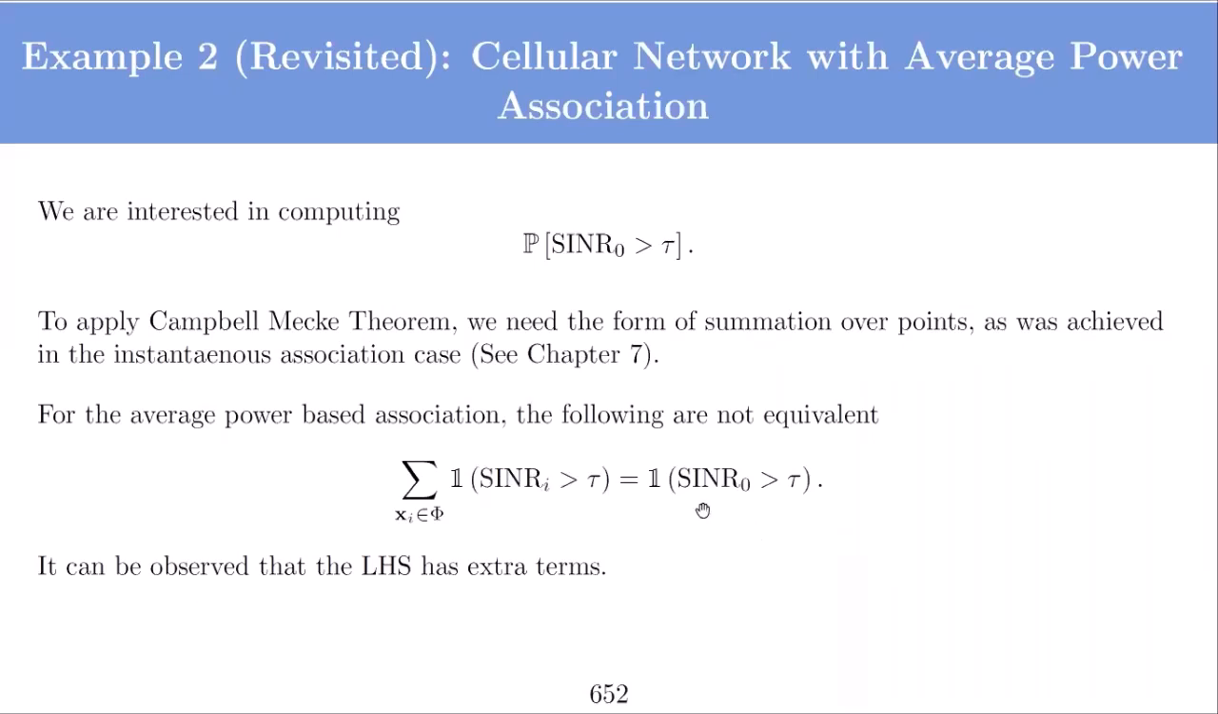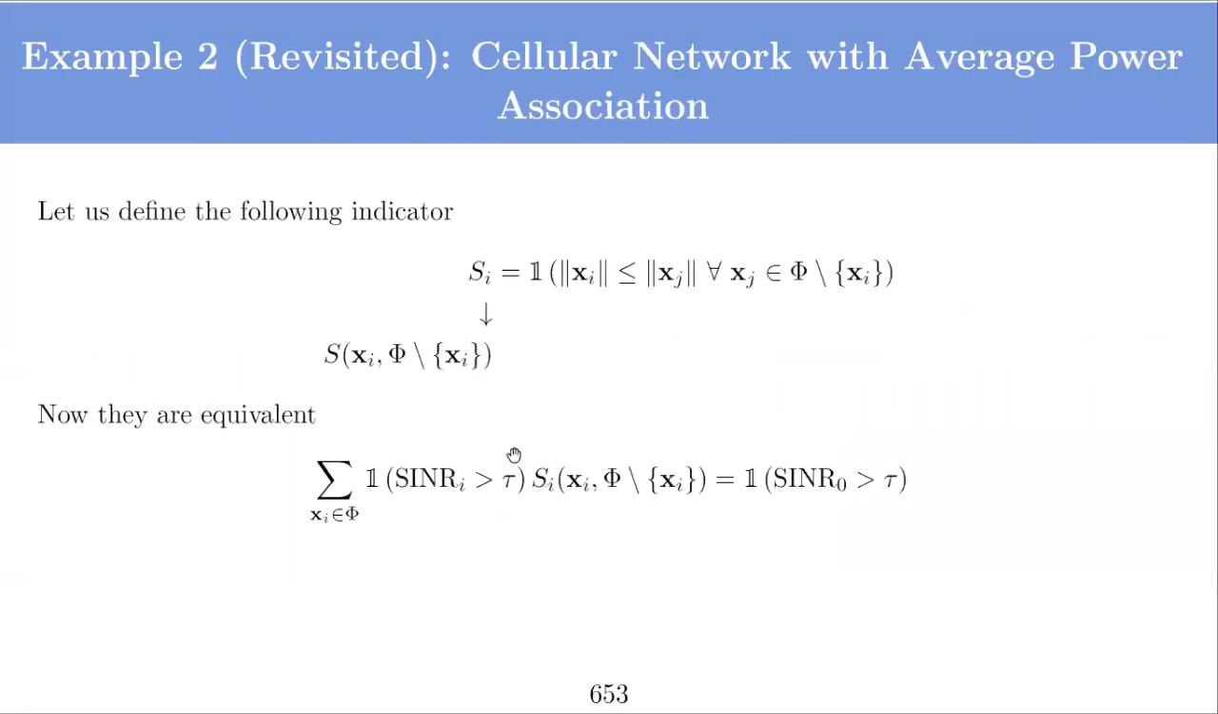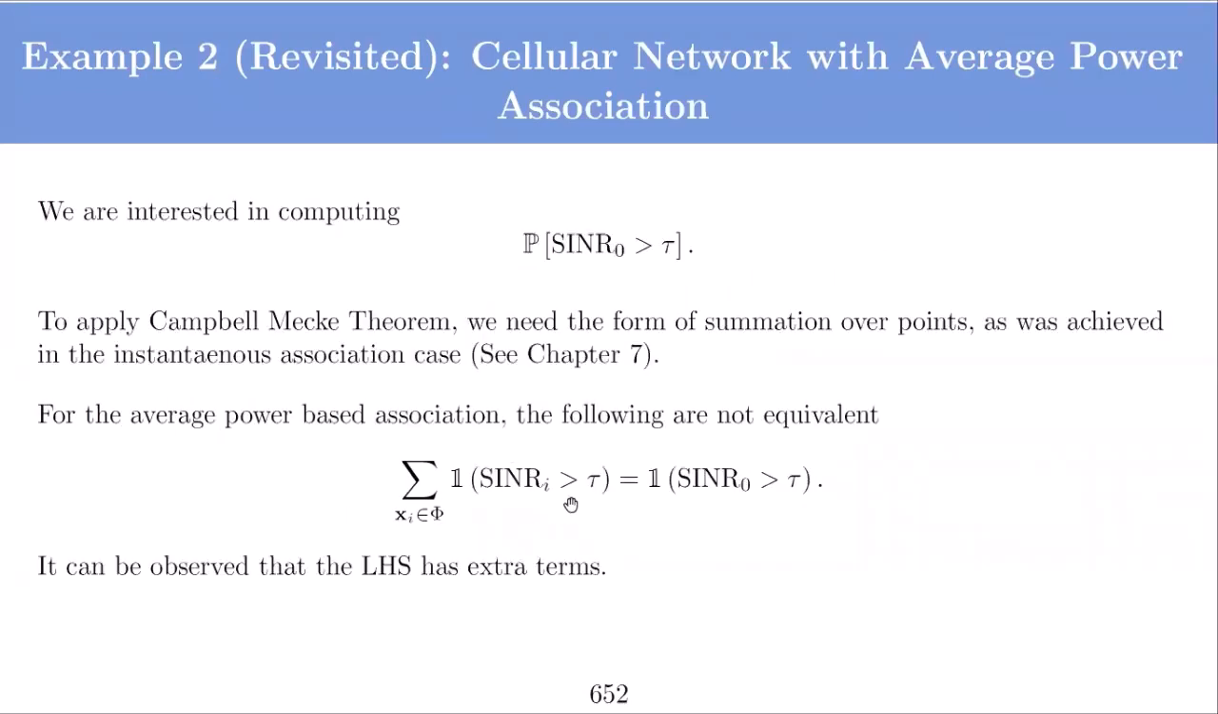So you can observe that in those cases when the closest base station is not the one giving the highest SNR, these two will not be equal, right? And this will be 1, this is 0. These are certainly more terms. To be able to write them down, I would require one more indicator here, which will come from the association. I want that I only check whether SNR is more than tau for only that base station which is the selected one, right?